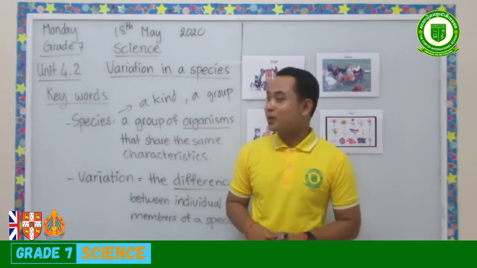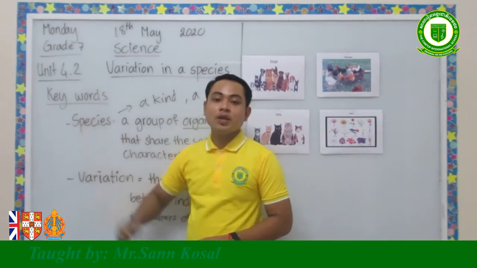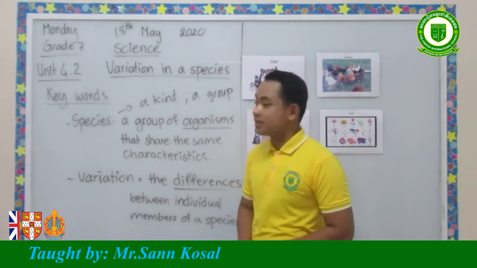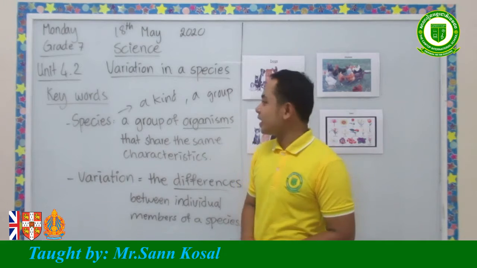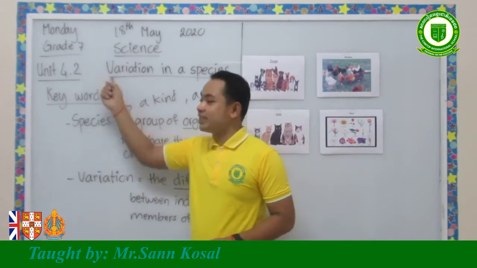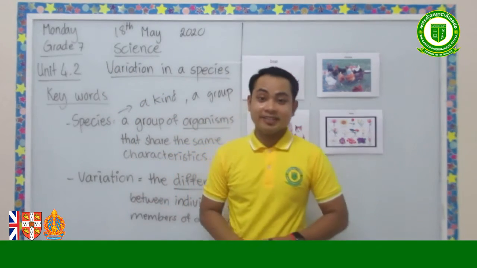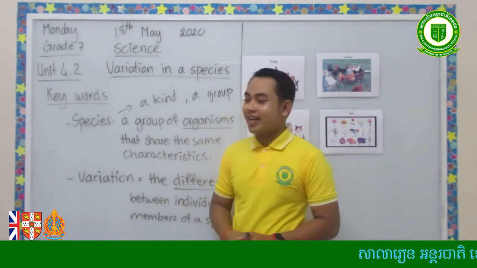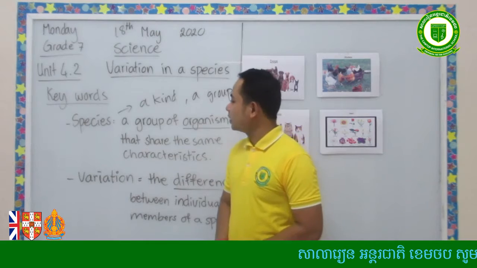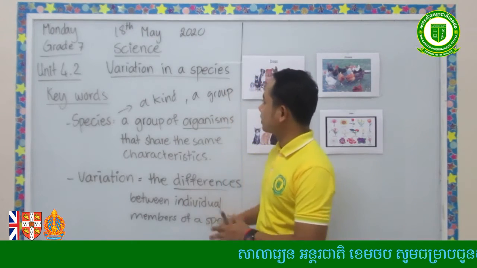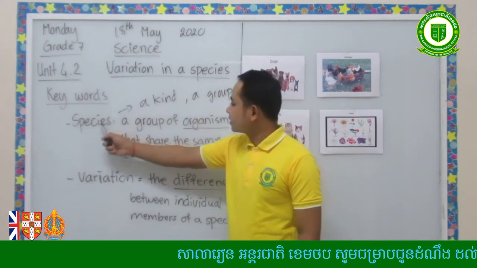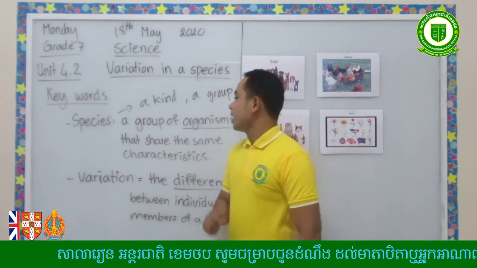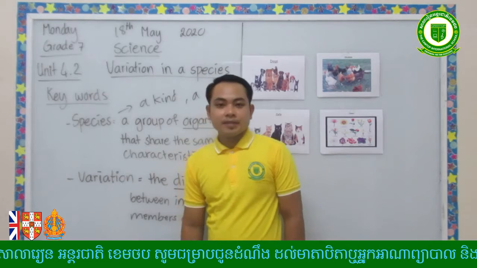In this video, you will study unit 4.2 and we are going to talk about the variation in a species. In the previous session, you have already learned about variation. So what is a variation? I'll explain to you all once again. We have two keywords to learn today: species and variation. So let's begin. What is species?